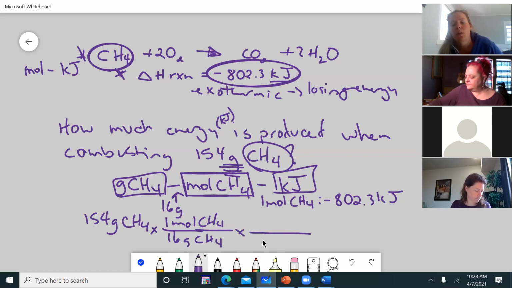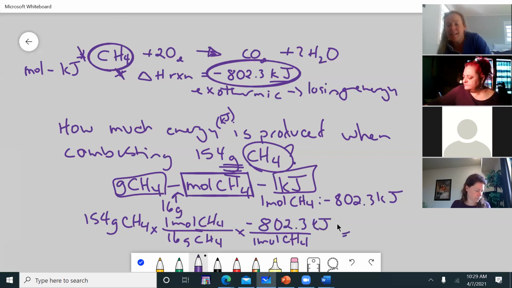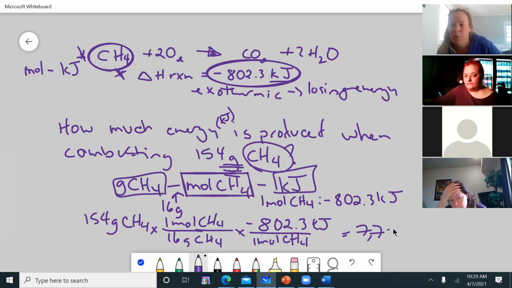And then from there, I know that if I have 1 mole of methane, this is how much energy I'm going to release. I'm going to put the sign in there just to remind me that this is exothermic, or the energy is exiting or is being produced. What I find is we get a pretty big number. I got 7,722.